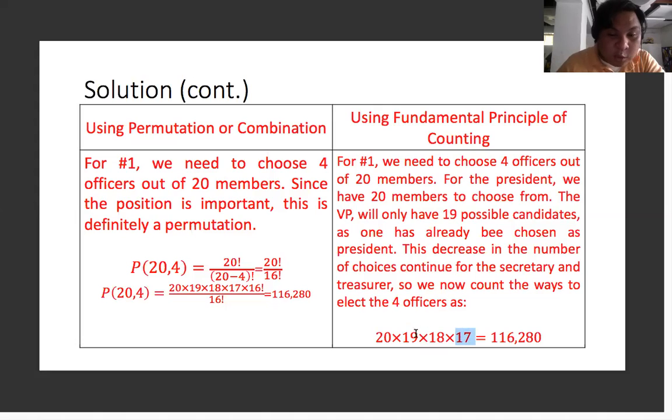So if you multiply 20 times 19 times 18 times 17, we are sure that's also going to give you 116,280. Because if you look here closely, notice the 16 factorial cancels out and you actually have the same numerator left to multiply with this one. So as I mentioned, even if you forget how to use permutations and combinations, as long as you remember how to use the fundamental principle of counting, you should be fine.